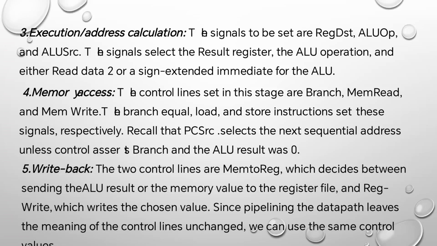The fifth one is write back. The two control lines are MemtoReg, which decides between sending the ALU result or the memory value to the register file, and RegWrite, which writes the chosen value. Since pipelining the data path leaves the meaning of the control lines unchanged, we can use the same control values.